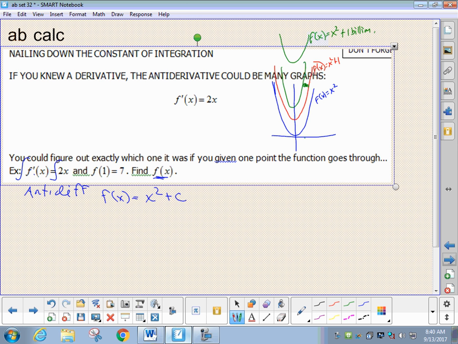Now we use the initial condition. Use the initial condition, and that is something like when x is 1, f is 7. So where do I put the 1? Where do I put the 7? The 7 goes in for f, and the x is 1, leaving you with c. So c must have been 6. And therefore the function must have been x squared plus 6 if it has a derivative of 2x and passes through the point (1, 7).